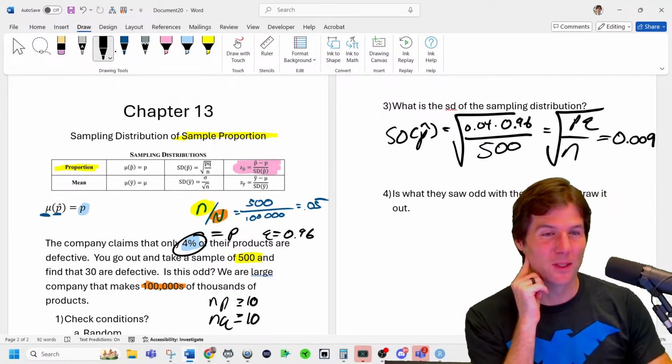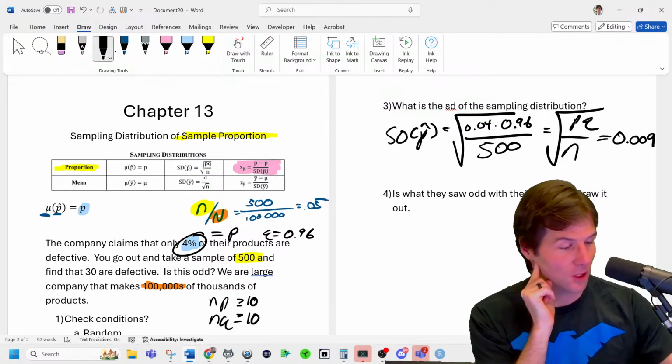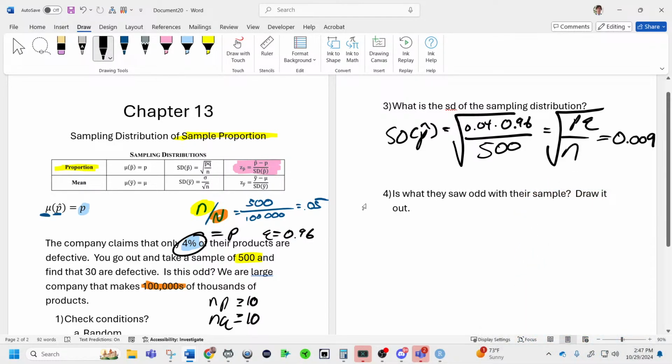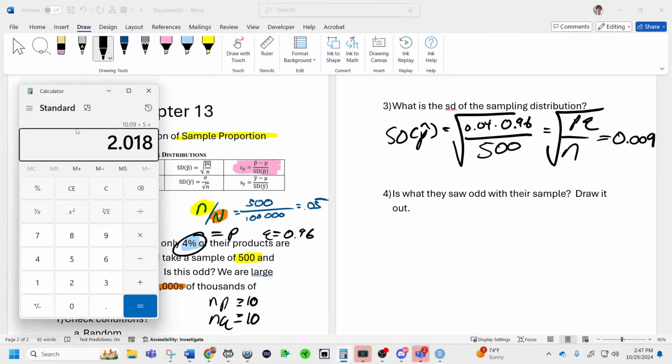Do you do the square root last? Yeah, Marley, good question. I'll show you in the calculator how it's done. It is P times Q over N, and then the square root of the whole thing. So P times Q over N, and then you square root the whole quantity. There you go. That's got it.